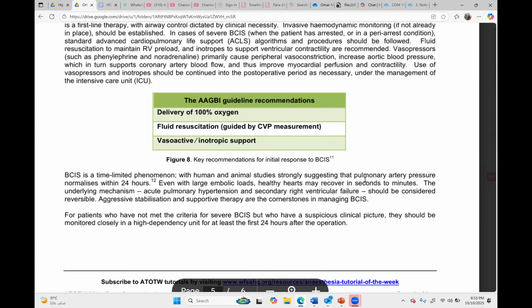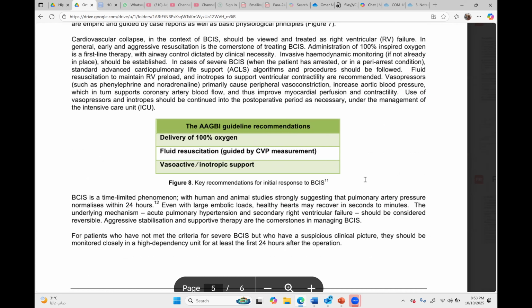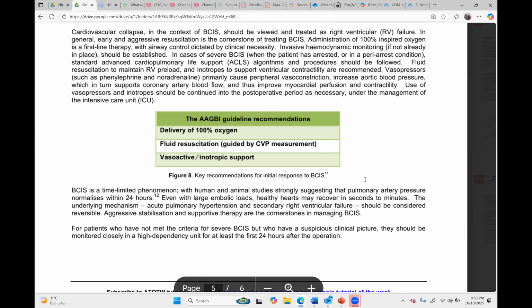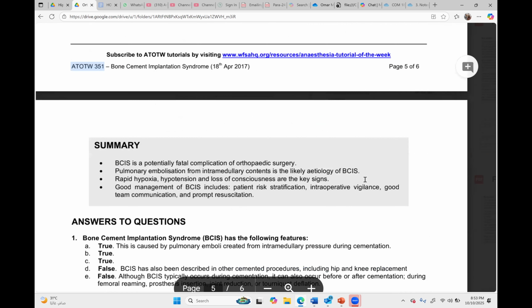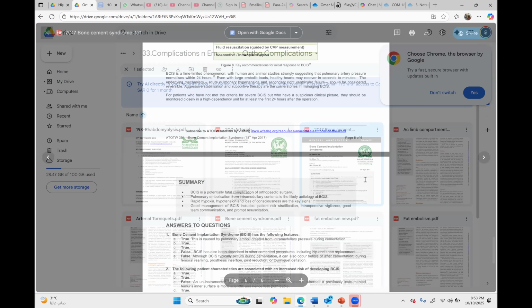And if it occurs, airway, breathing, circulation, and all the common things which you have to tell. You will give fluid, you might need to give vasopressors. And okay, in this, prevention is better than cure.